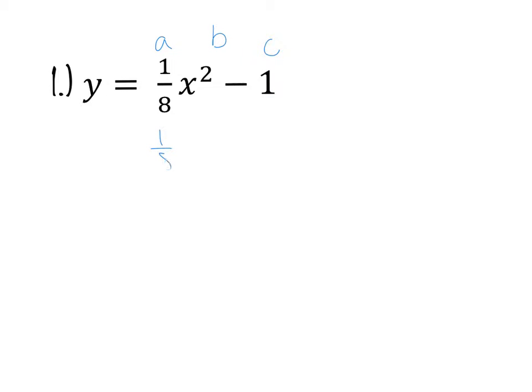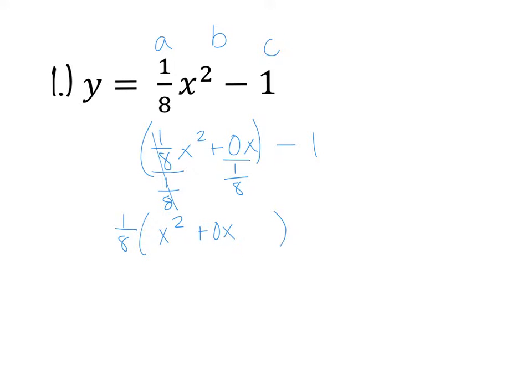So you have 1/8 x squared plus 0x and then minus 1. The step to get it into vertex form is to group your x's. Your a cannot be 1/8. It has to be 1, so what we do is we just divide both of these by 1/8. That 1/8 will cancel and that'll leave me with x squared. 0 divided by 1/8 is just 0, so plus 0x. We leave some room to complete the square, and then minus 1.